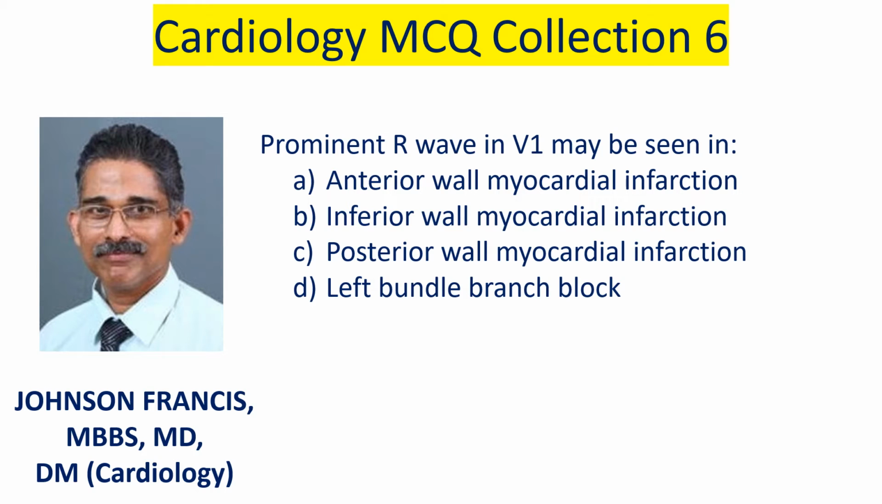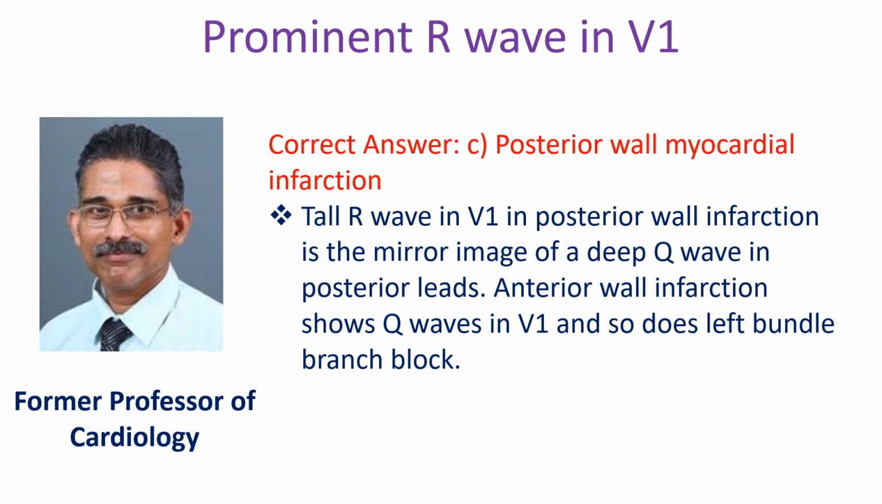Prominent R wave in V1 may be seen in: A. Anterior wall myocardial infarction, B. Inferior wall myocardial infarction, C. Posterior wall myocardial infarction, D. Left bundle branch block. Correct answer C.